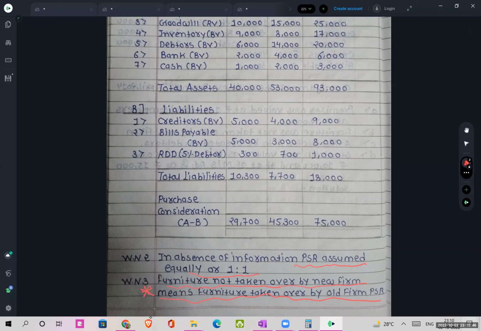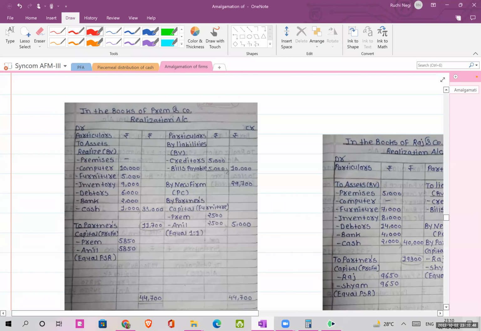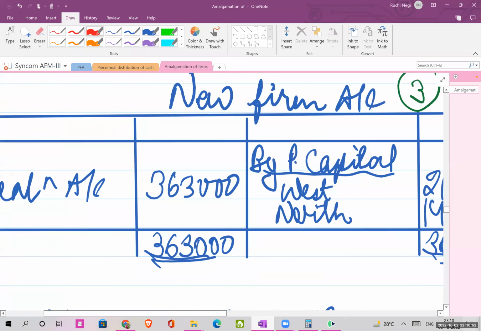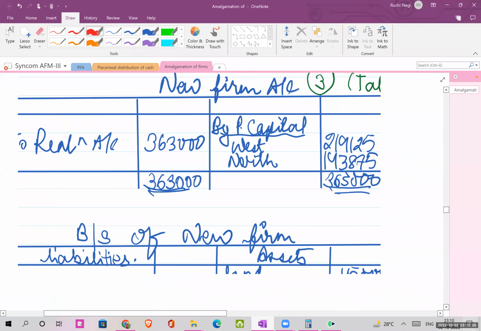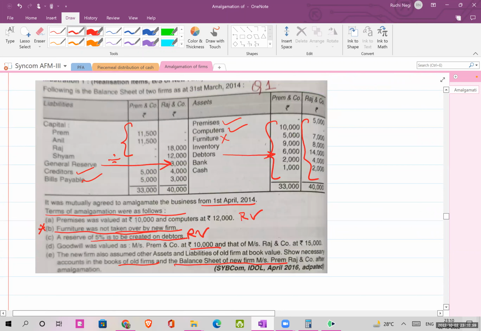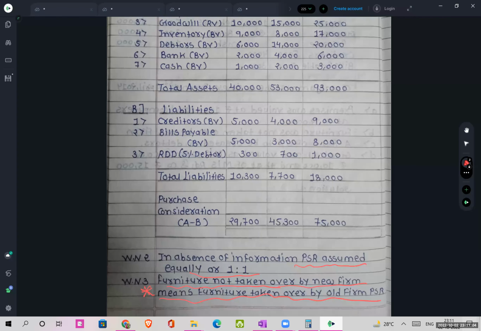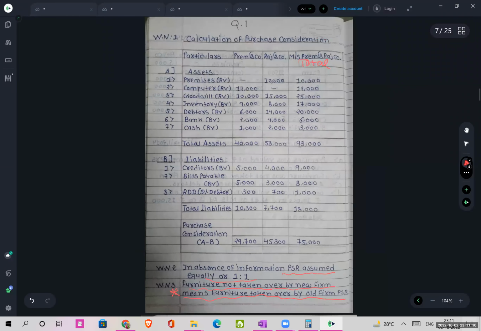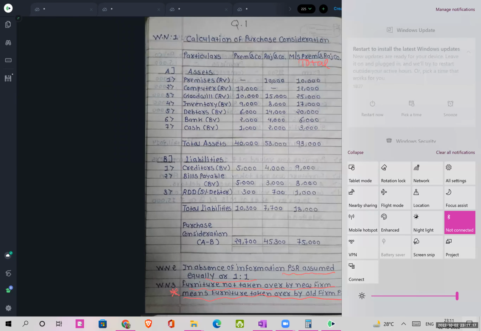फर्नीचर नॉट टेकन ओवर बोला है ना बुक में, इधर क्लियरली बोला है दैट फर्नीचर इज नॉट टेकन ओवर. So if you give a note for it, well and good. इधर क्लियरली बोला है furniture not taken over by new firm. So if it is not taken over by the new firm, that means it is definitely taken over by the old firm, by the partners in their PSR. I hope this part is very much clear to everyone. Fine. And then the flow will remain the same.